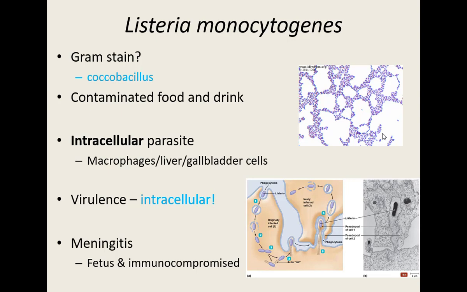Its biggest virulence factor that allows it to cause disease is the fact that it is intracellular and it hides out inside of our own cells. It's really hard to get rid of that. Now, for people that have healthy immune systems, our immune system eventually can recognize that we have infected cells and get rid of it. However, this bacteria can cause a very deadly meningitis in fetuses and in the immunocompromised.